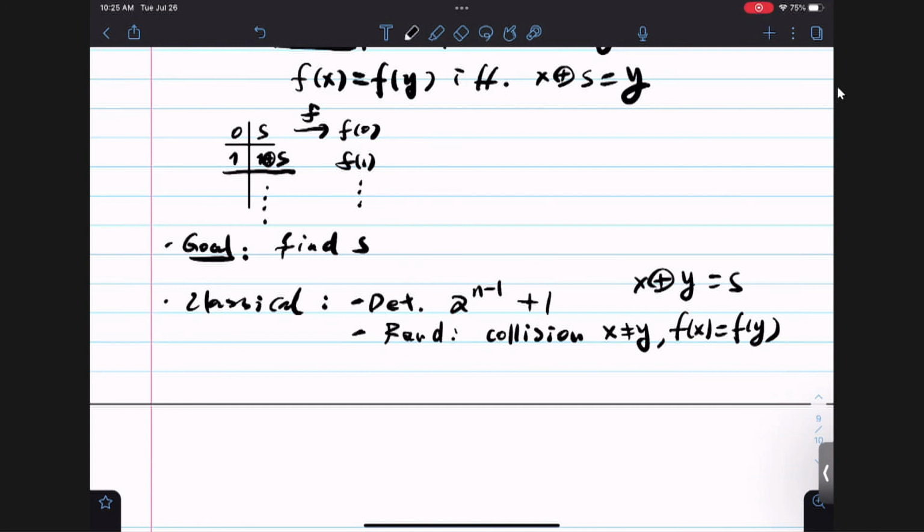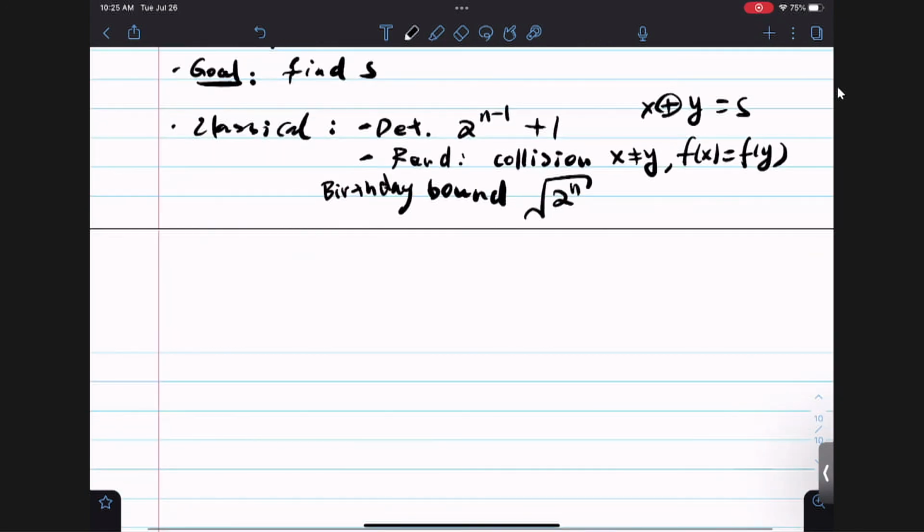Then the question is, what's the cost of finding a collision? Well, this alludes to the famous birthday bound. So essentially, we need the square root of the input domain size. So that's square root 2 to the n, or 2 to the n over 2. And you can also show this is optimal classically. So for any randomized algorithm, we need to spend square root 2 to the n many queries. We cannot do better.